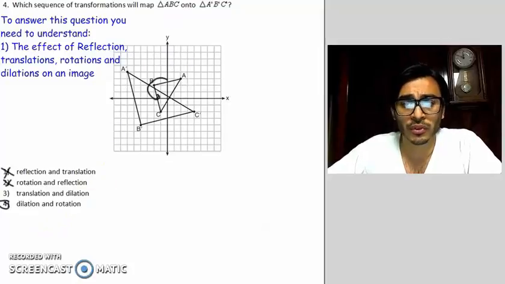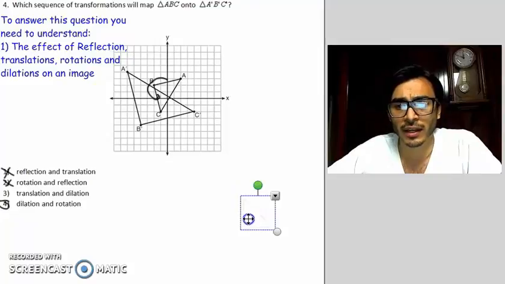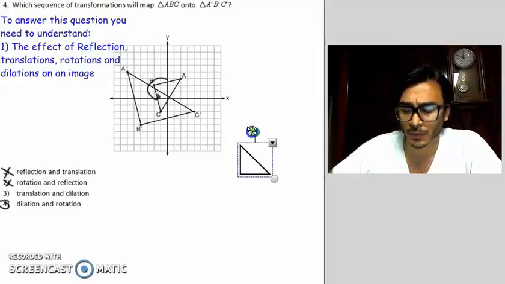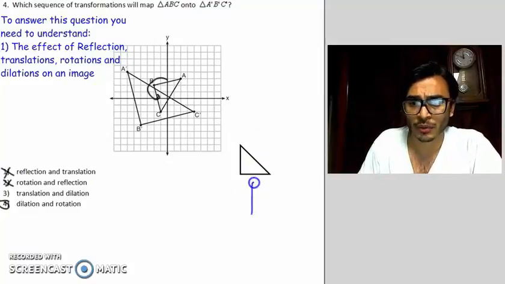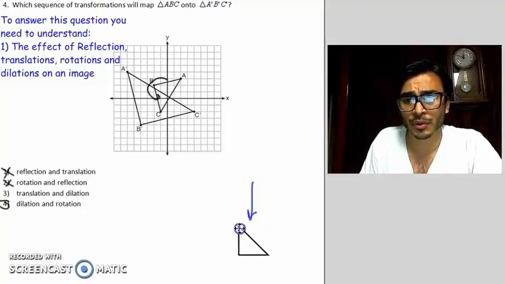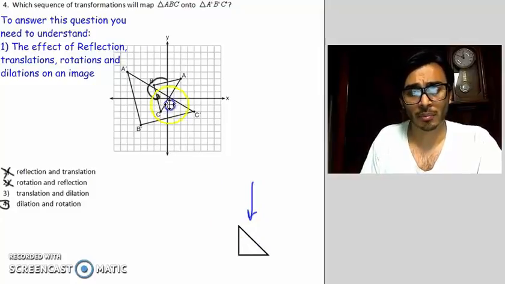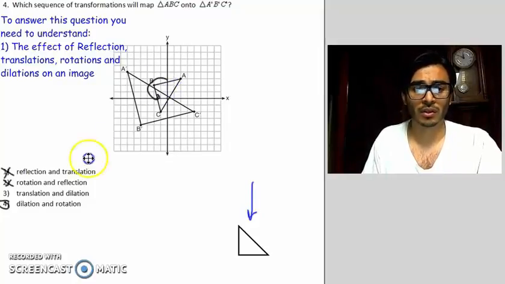So look, we know it was not a translation because in a translation, what you have is a slide, right? So let's say I have a triangle. In a translation, all I'm doing is sliding that figure. So if I just slide it, it'll be in a different position, but you could see that it was never turned. And if you actually look at the problem here, you could see that this was turned, right? So it wasn't a translation, it was a rotation. So the answer is choice 4.